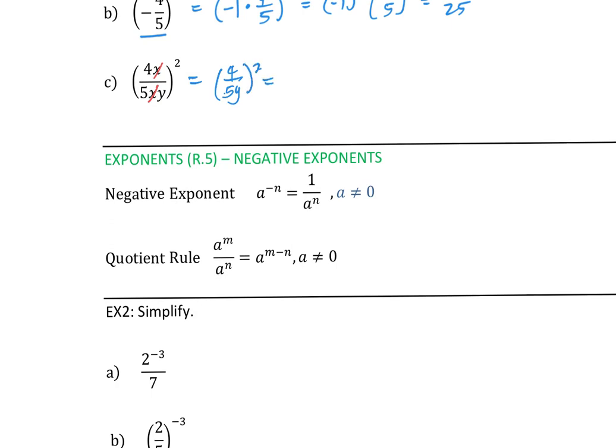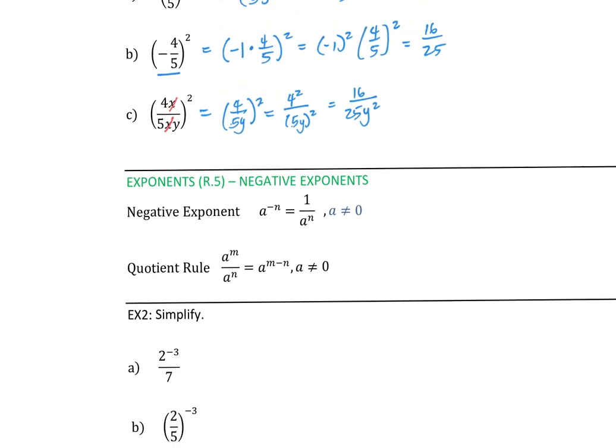squared. And then when I distribute that square, it's going to be 4 squared over 5 squared times y squared. So remember, you're distributing that square, that exponent 2, to both the 5 and the y. So you're going to get 16/25y squared.